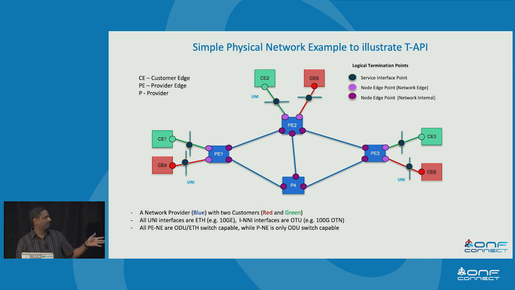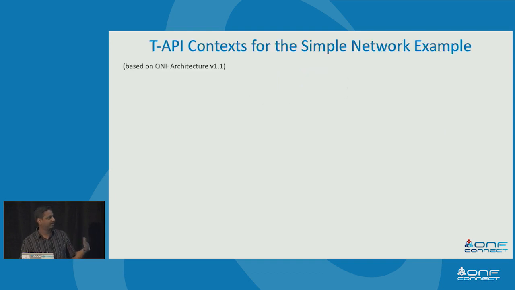And to make it a little bit complex, I assume that on the UNIs, it's all Ethernet interfaces, while the internal is optical, like OTN interface. Because I want to show how we can take these very simple abstractions to represent multiple layers, right? And you will hear more of this tomorrow in the ODTN sessions too.